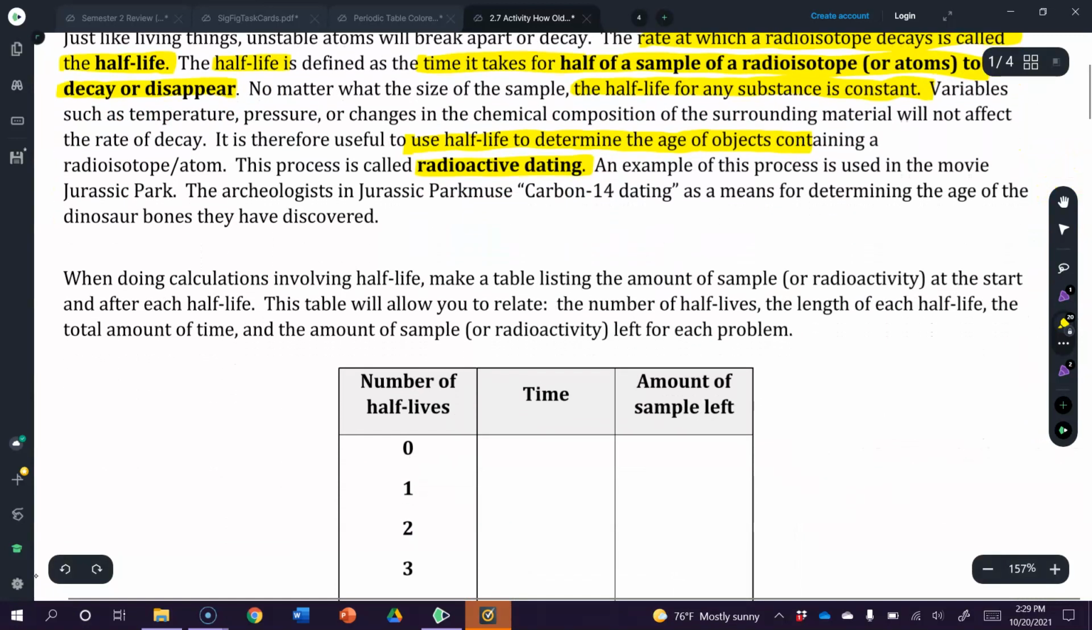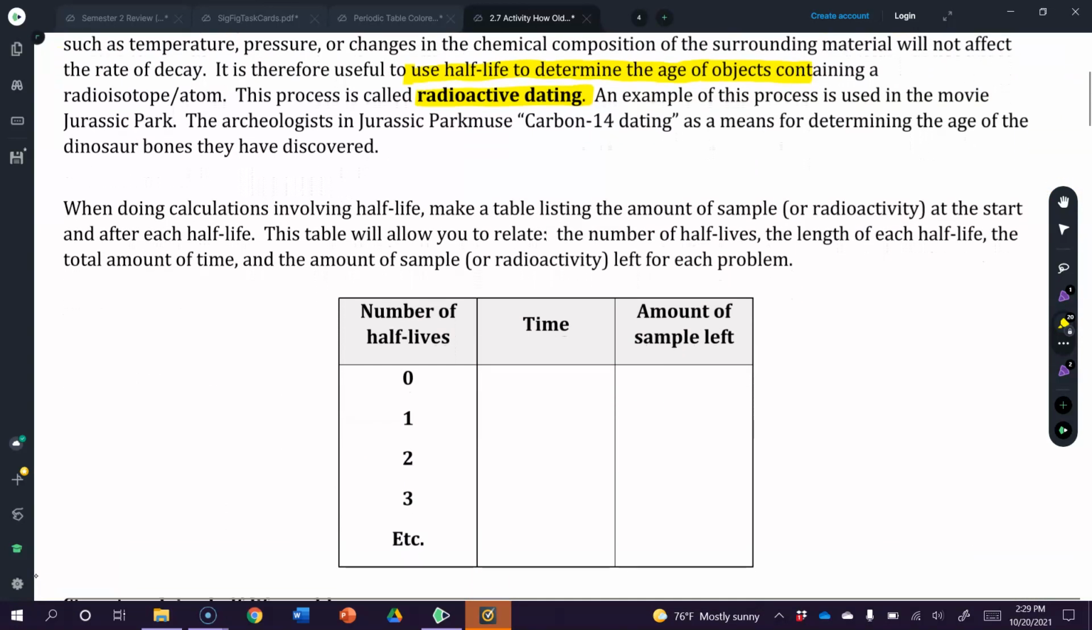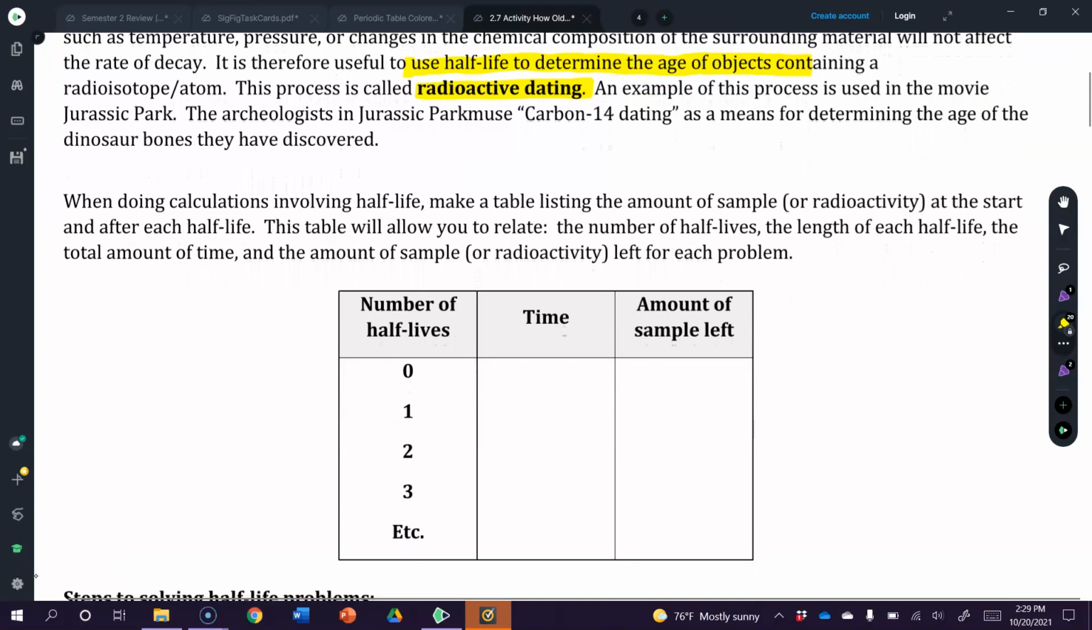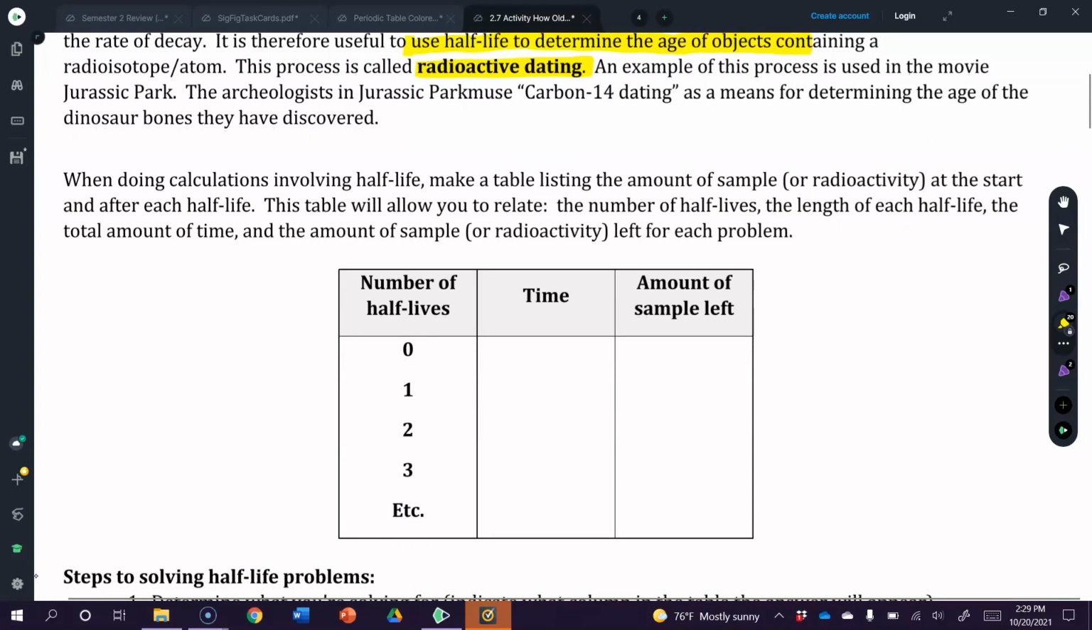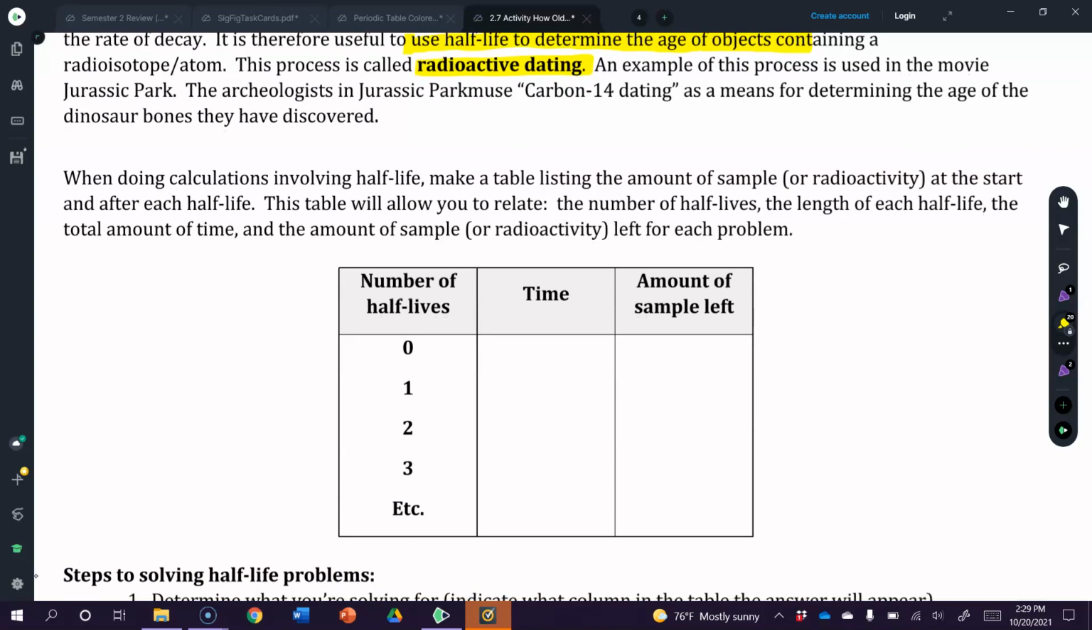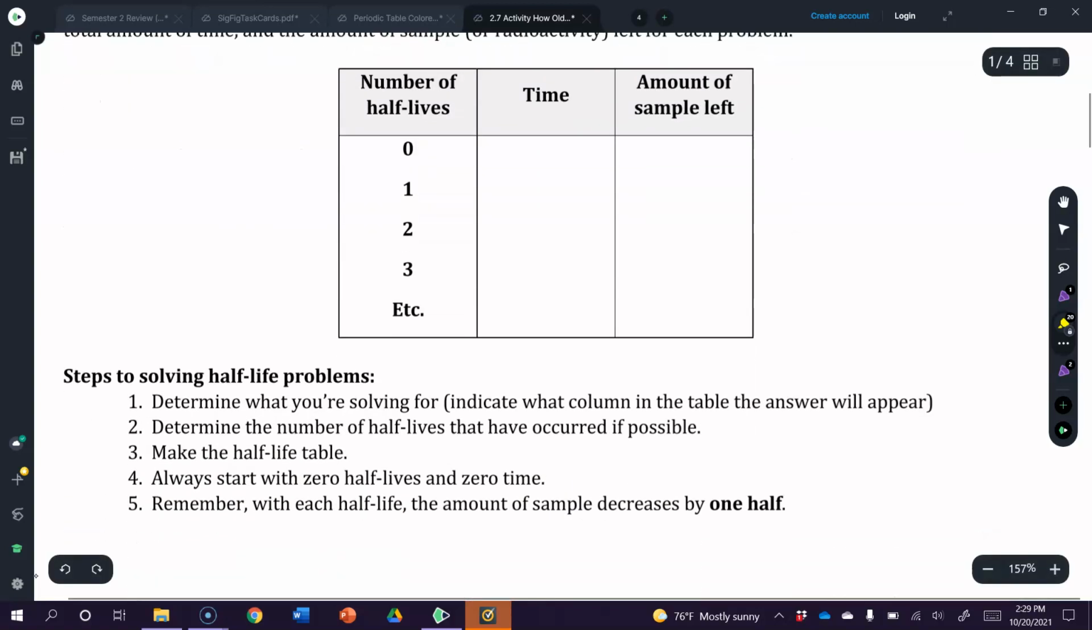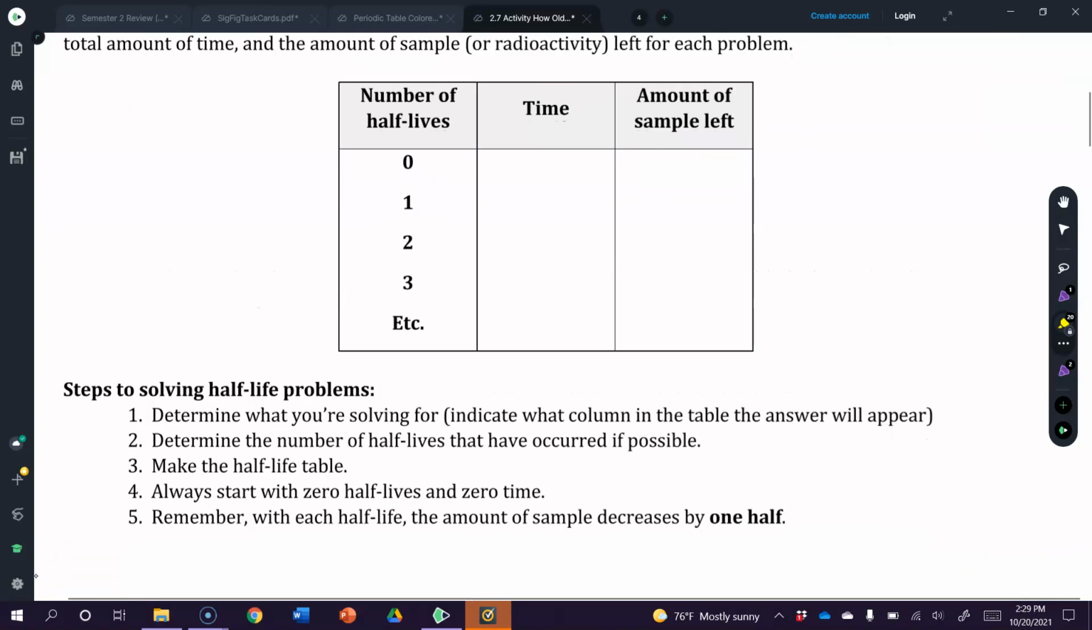When doing calculations involving half-life, we make a table like the one below, listing the amount of sample or radioactivity at the start and after each half-life. This table will allow you to relate the number of half-lives, the length of each half-life, the total amount of time, and the amount of sample or radioactivity left for each problem, as well as how much you start with. So, there are several steps to go with this.